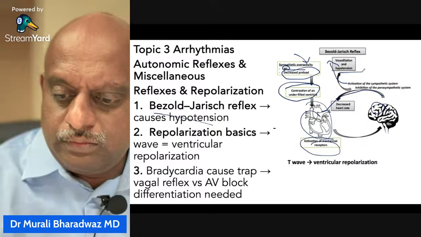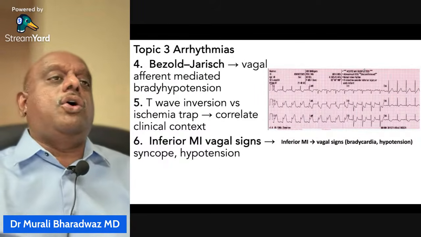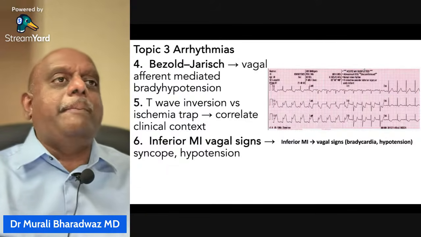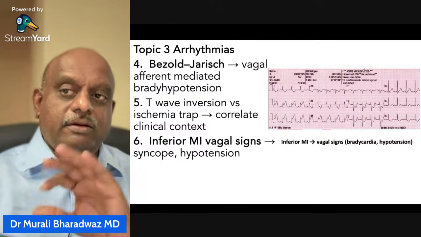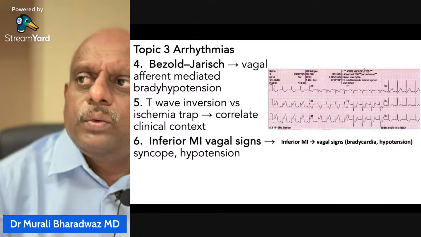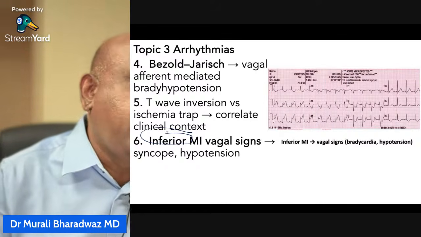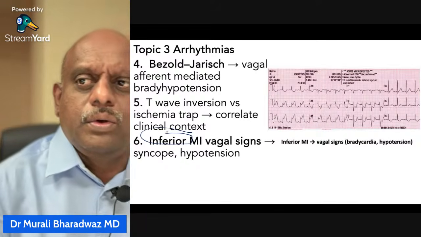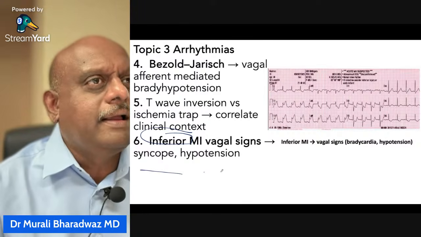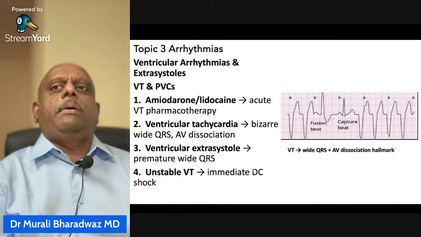Right? Now, Bezold-Jarisch can be called vagal afferent mediated bradycardia plus hypotension in one phrase, which you need to remember. Right? Now, inferior wall MI, whenever it is there, that also will lead to vagus stimulation, leading to syncope and hypotension and heart block, is what we need to remember.